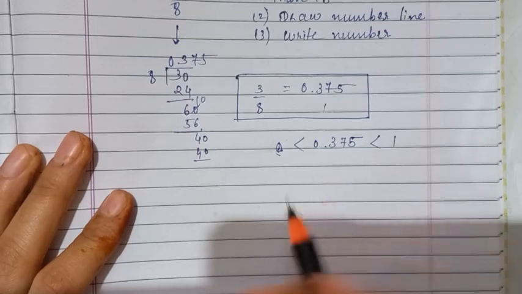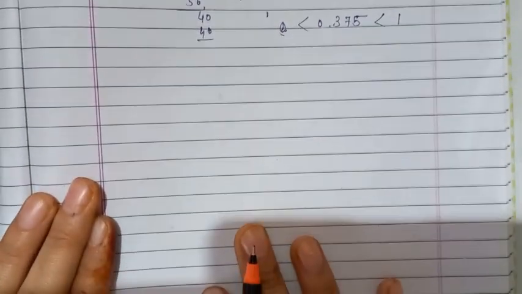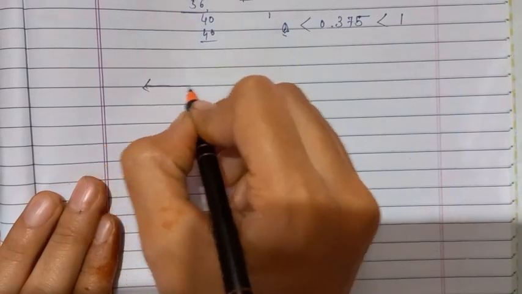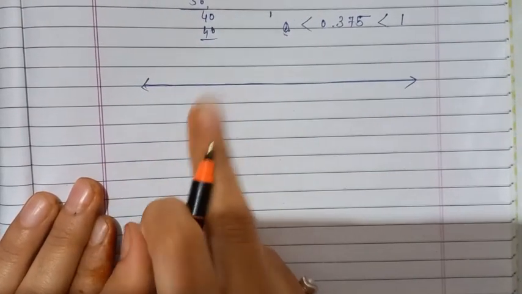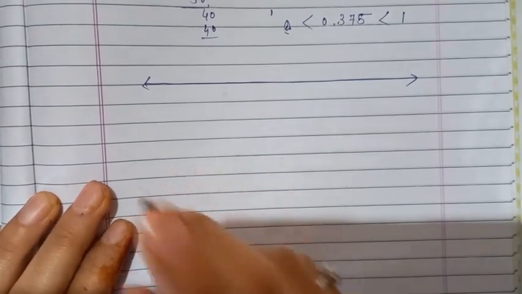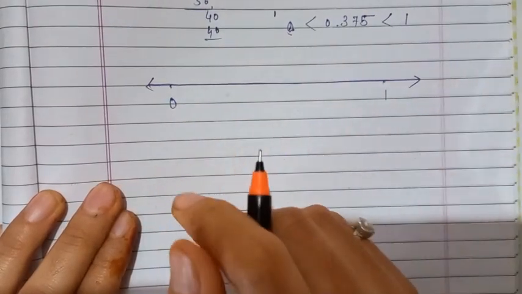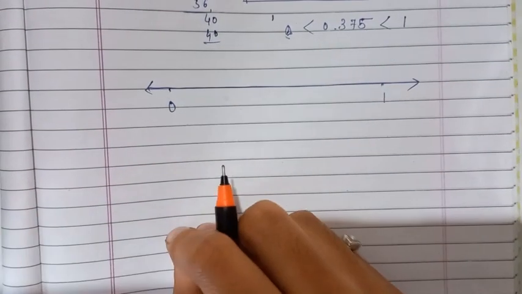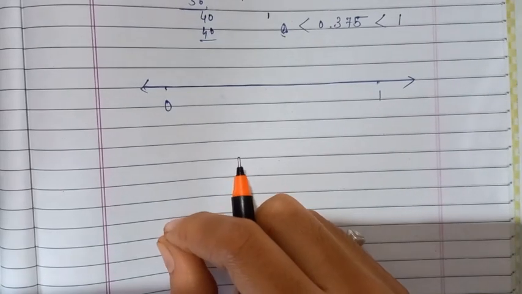Okay, so now draw the straight line with the help of a ruler and pencil. Now write 0 and 1. So 0 here and 1 here. Now, one part we forgot is that divide.